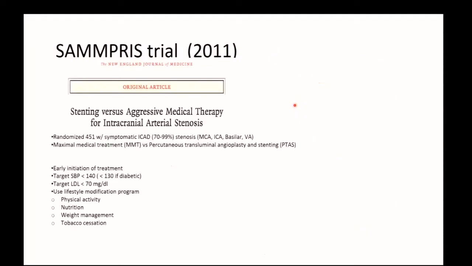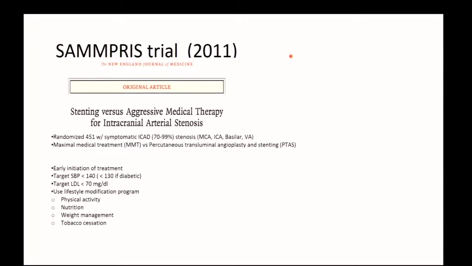So the SAMPRIS trial published the results in 2011, and compared the Wingspan stent, which was very promising, very intuitive, a very reasonable treatment at that point, versus everything we learned from the WASID trial about the vascular risk factors. So we had 2 arms: a maximal medical treatment arm versus a percutaneous transluminal angioplasty and stenting arm, PTAS, the balloon and stenting arm.